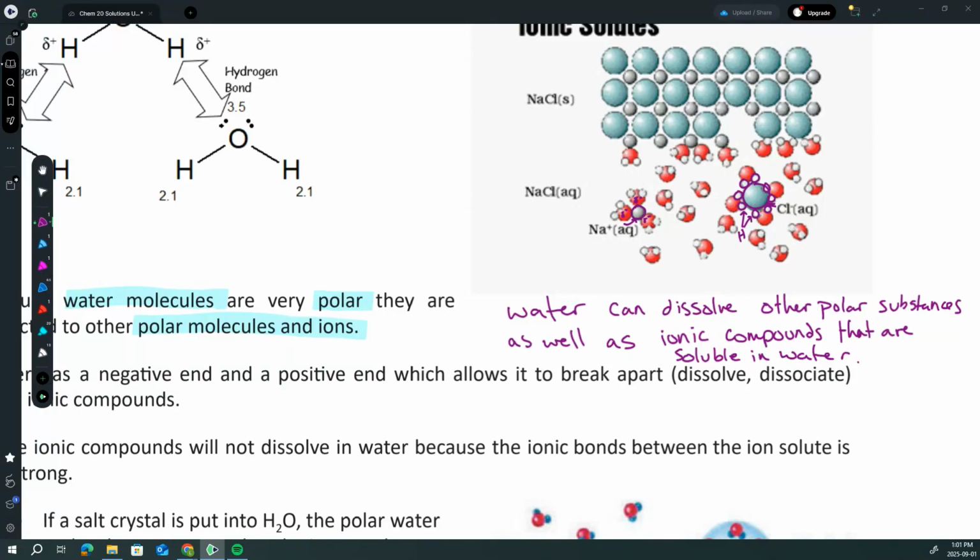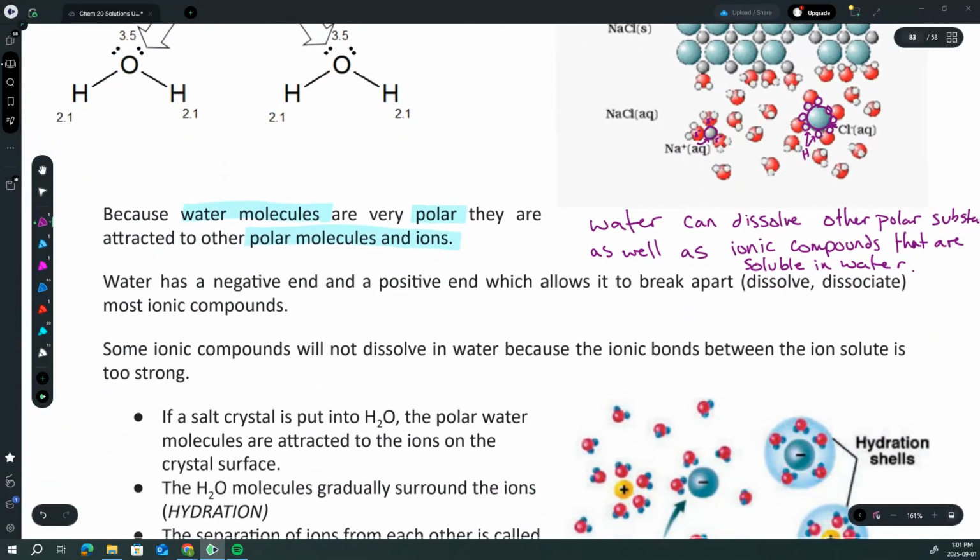So when I say ionic compounds that are soluble in water, I just mean ionic compounds that are able to dissolve in water. Not all ionic compounds are going to be dissolvable in water. Okay, so water has a negative end and a positive end, which allows it to break apart most ionic compounds. So when ionic compounds break apart into their ions, that is called dissociation.